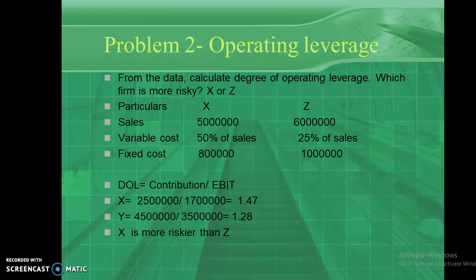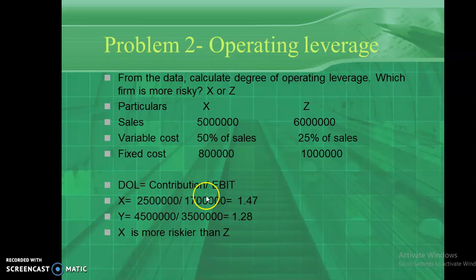So what is degree of operating leverage? Write the formula: contribution divided by EBIT. So you can calculate the contribution for firm X. 50 lakh into 50 by 100, 25 lakh deducting from this 50 lakh. What is contribution? 25 lakh. 25 lakh divided by EBIT. You deduct the 8 lakh rupees from that 25 lakh, you will get 17 lakh EBIT. So that 17 lakh written here.